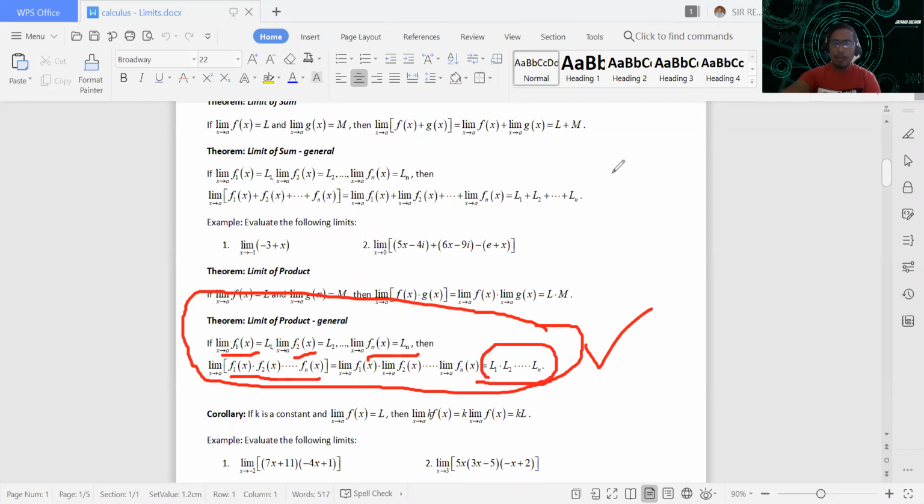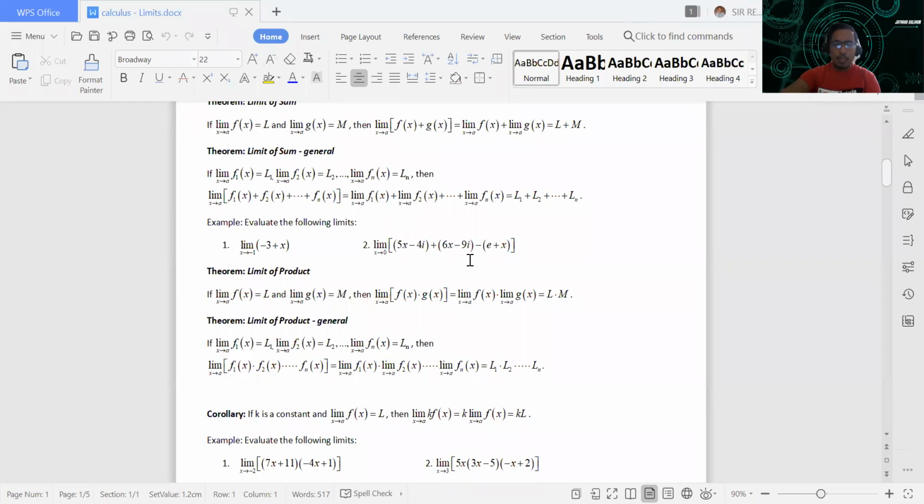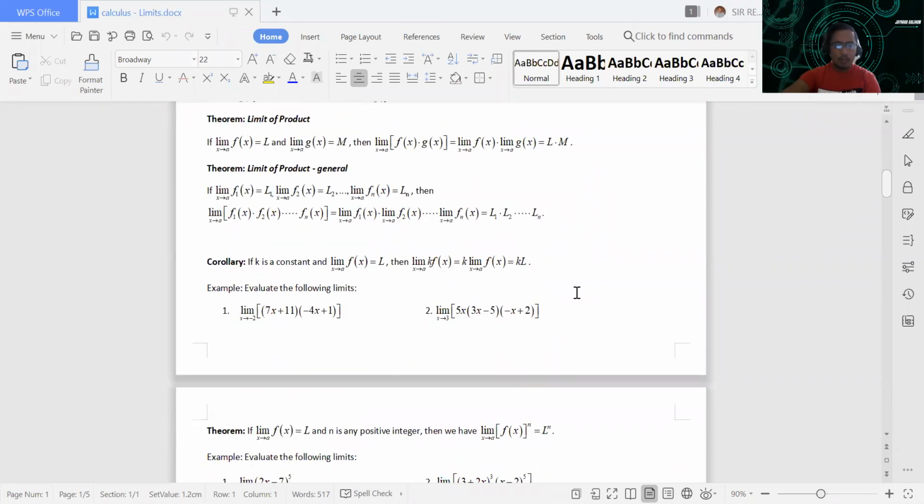Okay? Let us have an example here. And one more thing. If you have a constant value, say k, and the limit of f of x as x approaches A is L, and you want the answer for k times f of x, you can bring out the constant k, then get the limit of the function. That is why it is k times L.